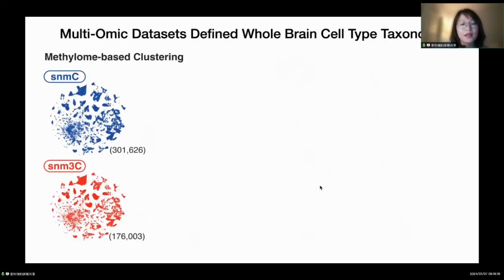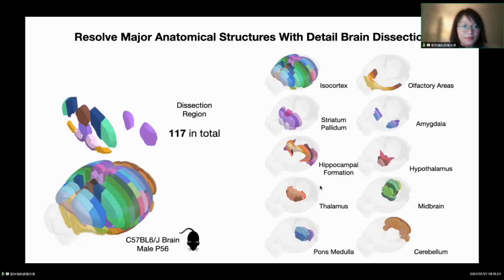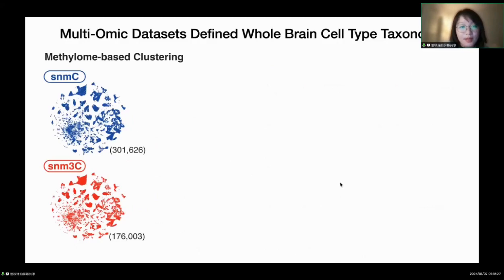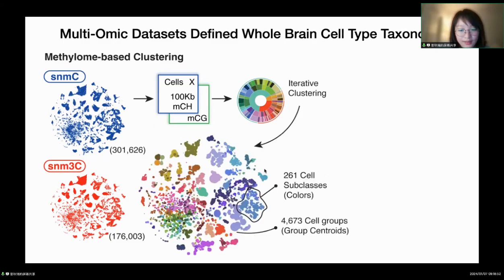So here is a pipeline. After this data set, we will be able to get their spatial information. And here is just a quick pipeline to show how we organize these multi-omic data sets. Starting with methylome-based clustering, using the chromosome 100 kb methylation level as the features, we did 3 rounds of iterative clustering. The goal of iterative clustering is to separate the cells into the finest granular resolution. In total, we get 4,600 clusters for our methylation data sets.